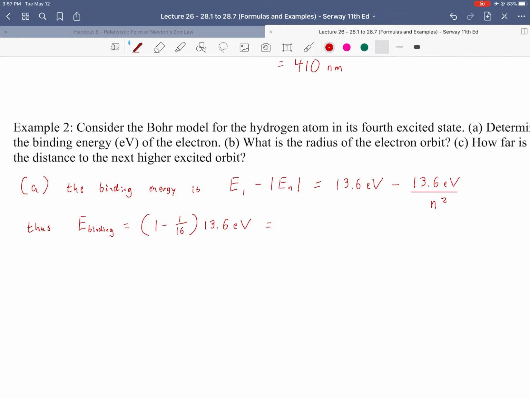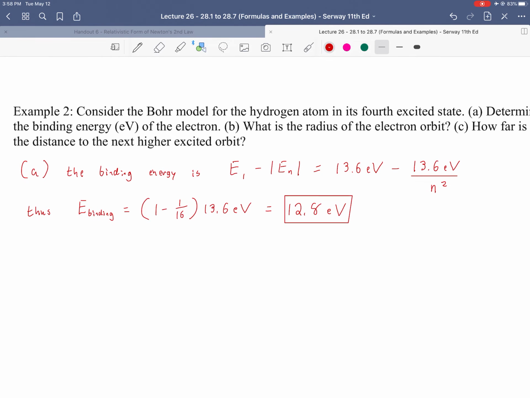And so then that's going to be, let's see what 15 sixteenths times 13.6 gives us. Gives us 12.7, all right, or 12.8 if we're rounding to 3 sig figs. So 12.8 electron volts. All right. So yeah, that's not the total energy of the fourth state, but that's the difference between the two energies. Or that's what the bindings represent. It's the difference between the two energies. Okay? Looks good.